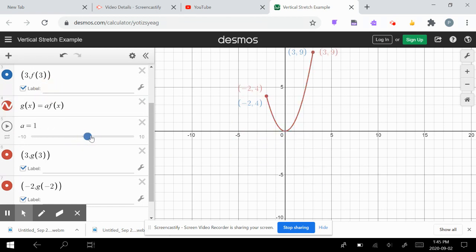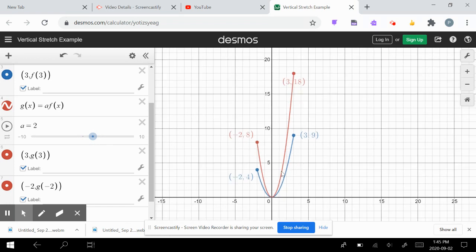So what happens if I have something other than that? Well, if I make an a value of 2, what happens? Let's compare this point to this point. First of all, this -2 and this -2 remain the same. The x values haven't changed, but the y value was 4, now it's 8. If I multiply this 4 by this a value of 2, it gives me this new value of 8. If this guy is 9 at x = 3, multiplying 9 times 2 gives me 18.